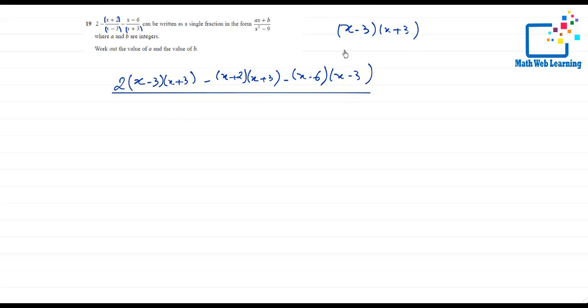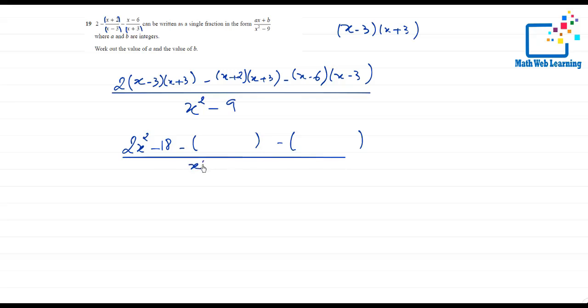When you expand these two double brackets, you get x squared minus 9. So we've got a lot of work to do at the top of the fraction. Now these two are nice and easy, same as this one here. So let's write it down. You do 2 times x squared, which is 2x squared, minus 2 times 9, which is 18. What else have we got? I'm going to keep these two here in brackets, and then I will remove the brackets. Just copy this down.